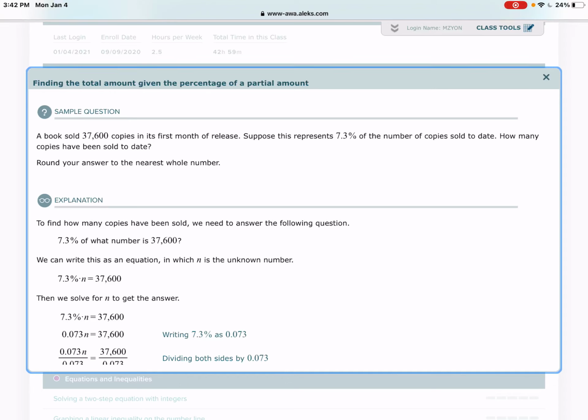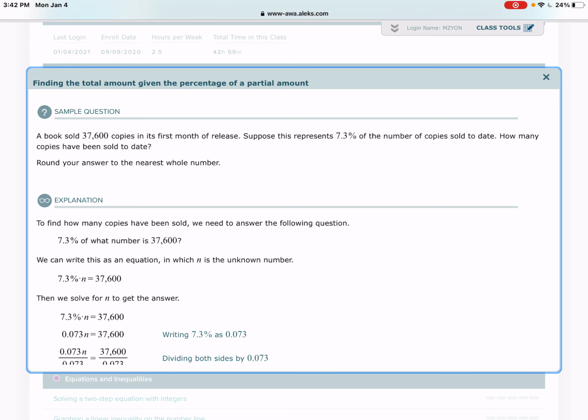Whenever we're finding the total amount given the percentage of a partial amount, or really any percent amount, we just need to identify what do we know and what is the question we're really asking. So it takes a bit of thinking. In this case, it says a book sold 37,600 copies in the first month of release. Okay, so we're selling a whole bunch of books.